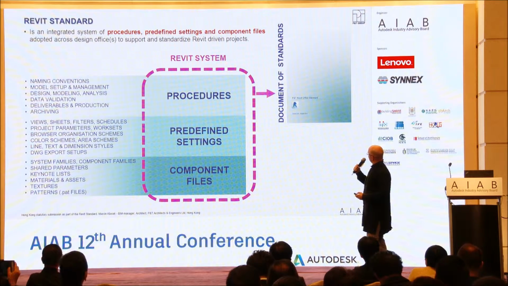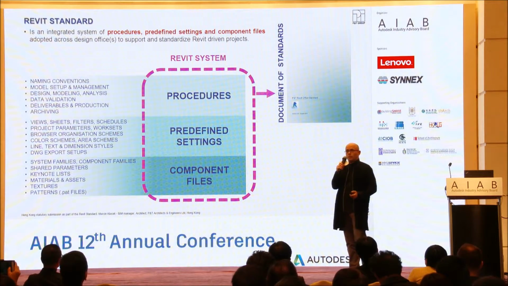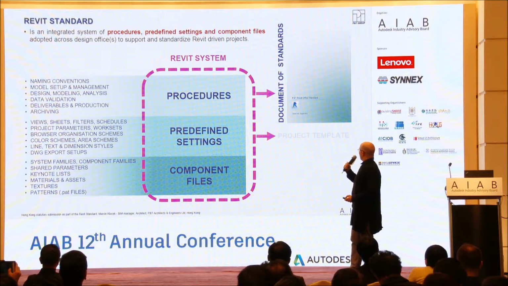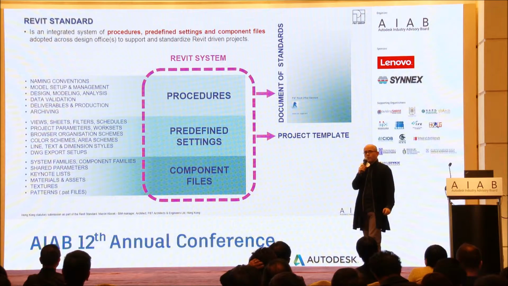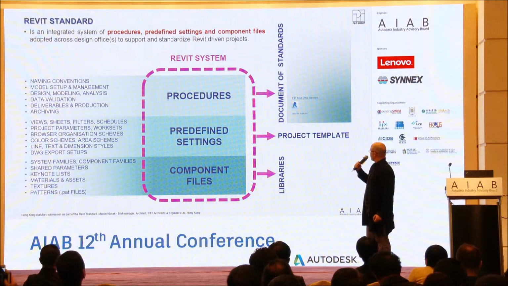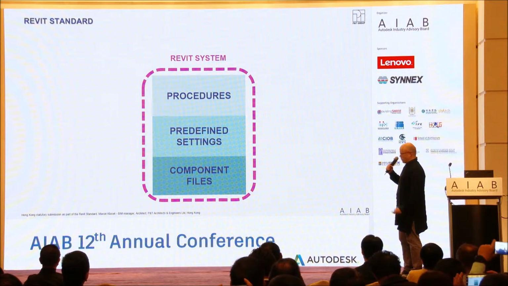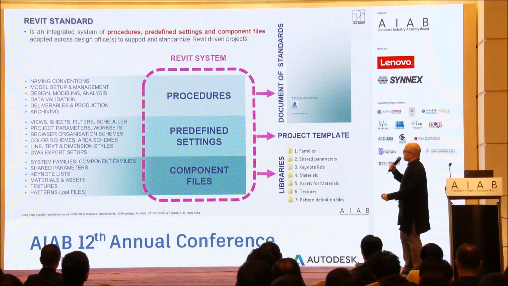Now, the procedure part goes into a document. It's a book of standards where procedures are described in words and using images. The predefined settings go to a project template file, which is one of the most important parts of the standard. And the component files go to libraries, which in turn include a lot of stuff like families, shared parameters, basically all what is shown here. The laser is not working well.